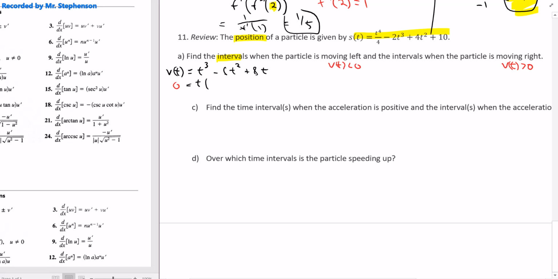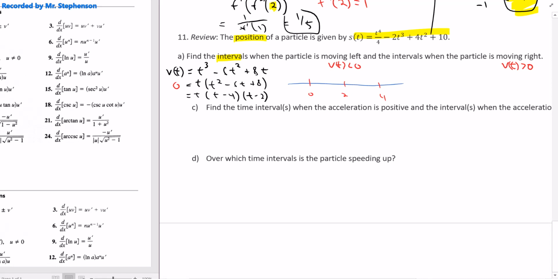I can factor the t from everything. And then I can factor the inside to be t minus 4 and t minus 2, which gives me 3 solutions. T equals 0, 4, and 2. So I'm going to go ahead and put those on a little number line here. 0, 2, and 4. And now I need to know where the velocity is on each side of this, right?